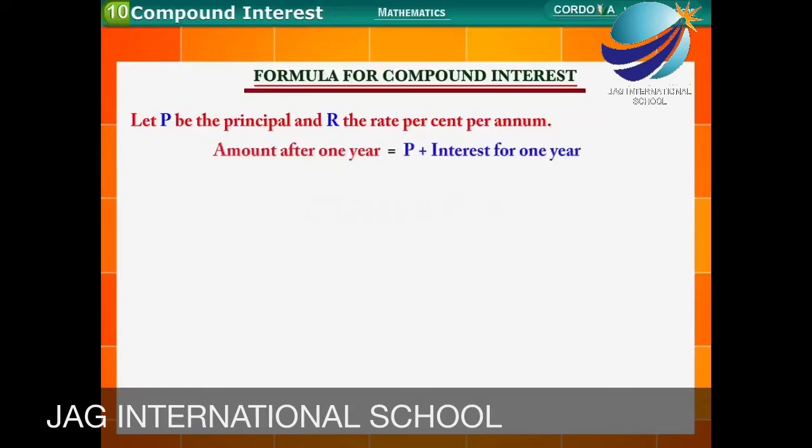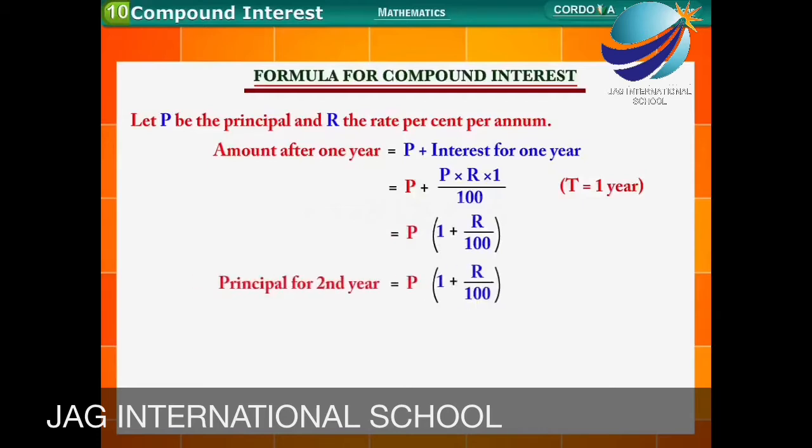Amount after 1 year is equal to P plus interest for 1 year is equal to P plus P multiplied by R multiplied by 1 divided by 100. T is equal to 1 year is equal to P multiplied by 1 plus R divided by 100. Principal for second year is equal to P bracket 1 plus R divided by 100.